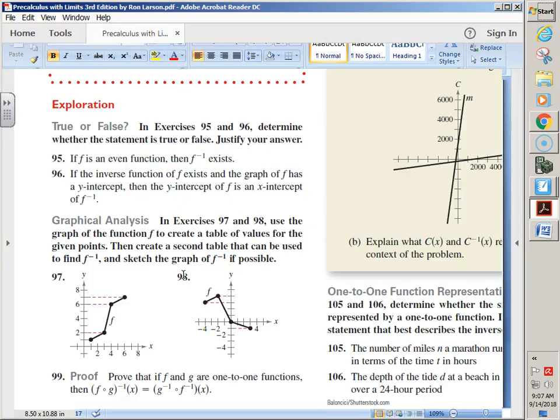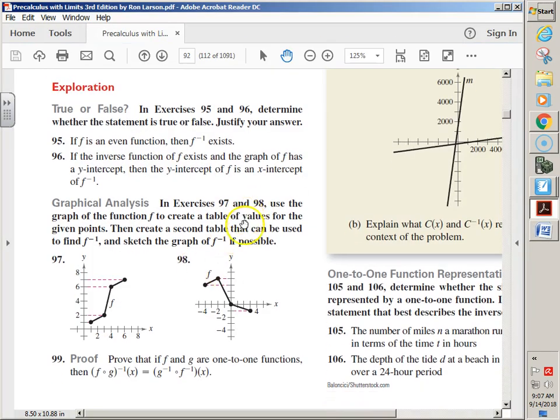98 was asking whether or not it was invertible. If we check this, it says to create a table of values, then create a second table of values that can be used to find F inverse. What they were saying was, if you were supposed to find the inverse of this, it could be really tricky to reflect it, right? Because that's complicated. So they were like, maybe it's not going to be easy just to reflect the picture.